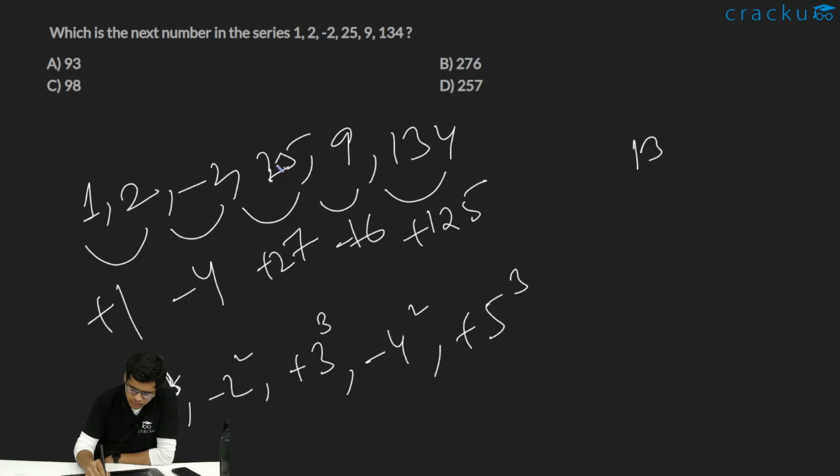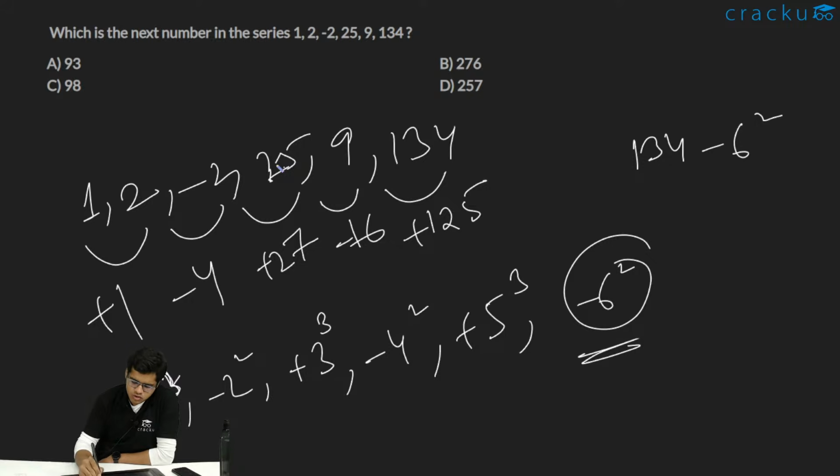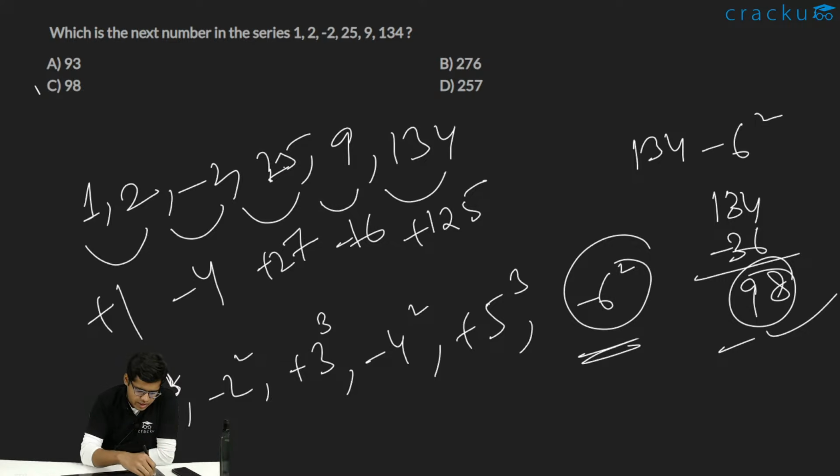Next number would be 134 minus 6 square, right? Because even number we have to subtract their square. So 134 minus 36, which is 98. So the correct answer is option C, 98. Yeah, 134 minus 6 square. Very good. Very good. Satvik.